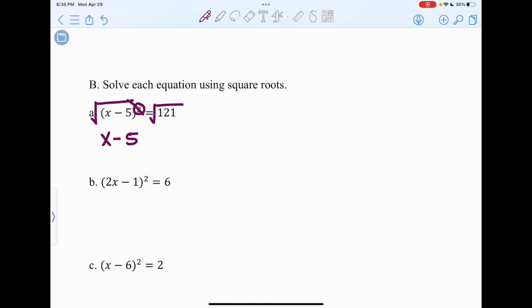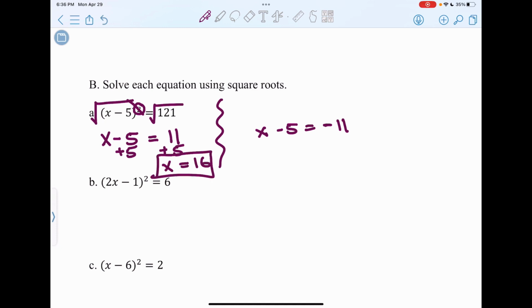But remember, whenever we are solving and take the square root, we have to consider both the positive and negative values. So x minus 5 could equal 11, or x minus 5 could equal negative 11. So make sure that we solve these twice, once for the positive and once for the negative. The opposite of subtracting 5 is adding 5. 11 plus 5 is 16. So 16 is one x-intercept.